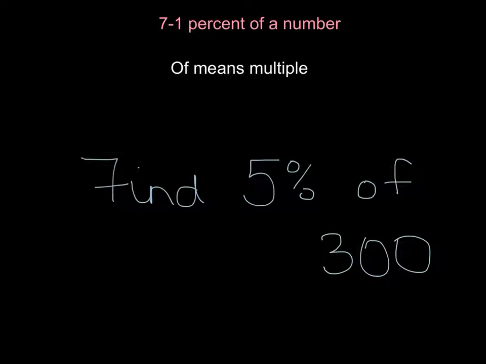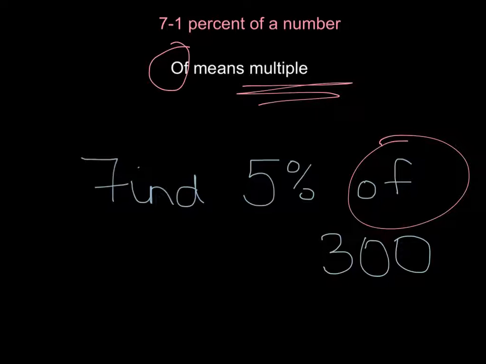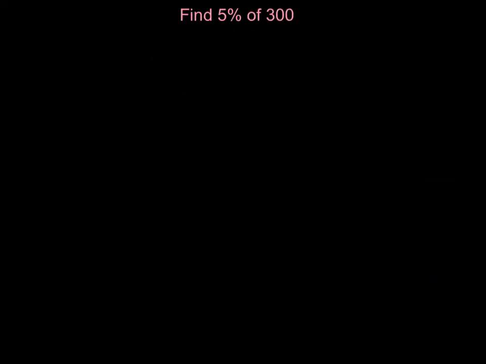Lesson 7-1, percent of a number. When you hear the word of, this means to multiply. So for example, if we see find 5% of 300, we always think of multiply. So you replace the word of with a multiplication sign. So when we replace the word of, we get 5% times 300.